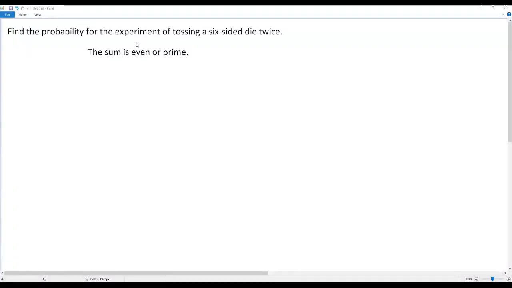Here we have a pre-calculus problem. Okay, let's go to the question. Find the probability for the experiment of tossing a six-sided die twice. We have to find the probability for this event, that is, the sum is even or prime.